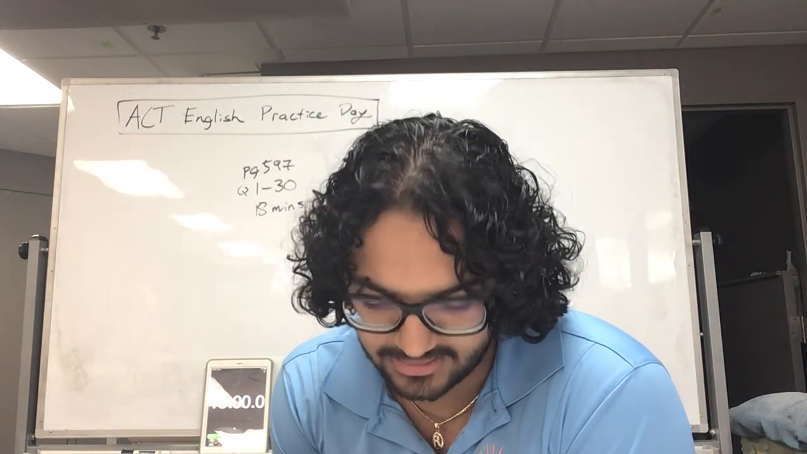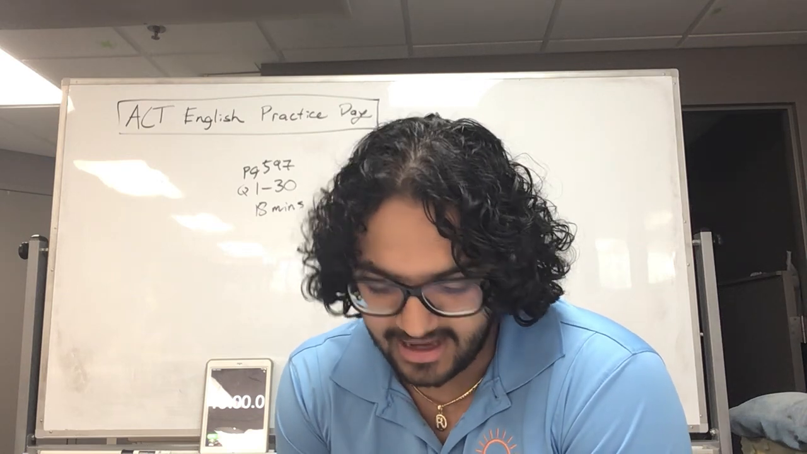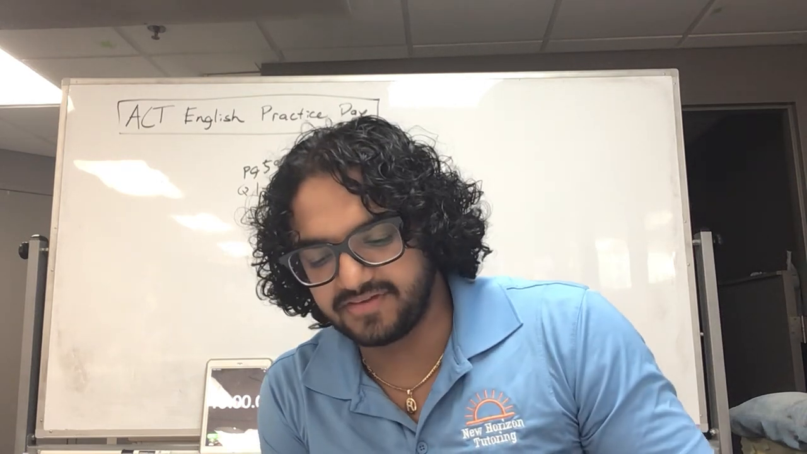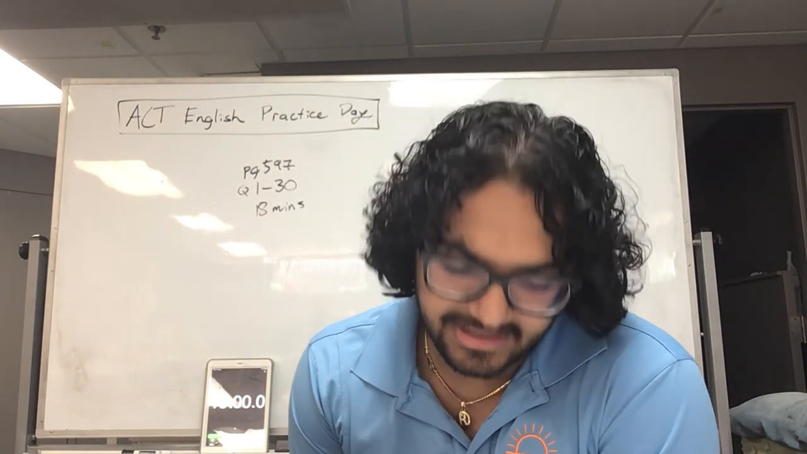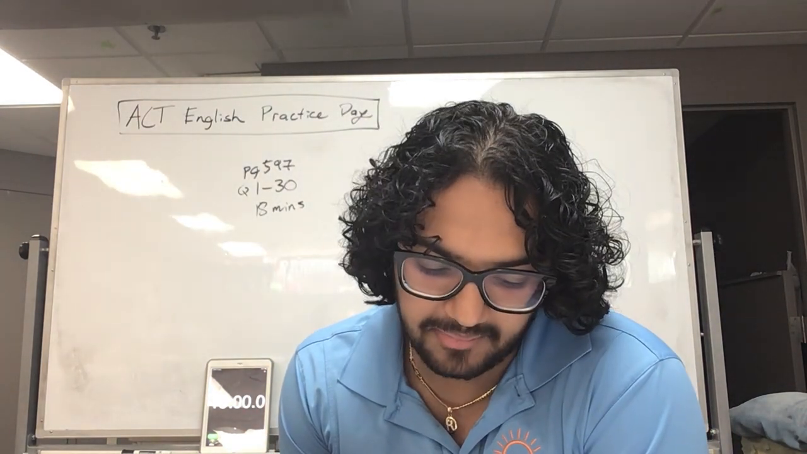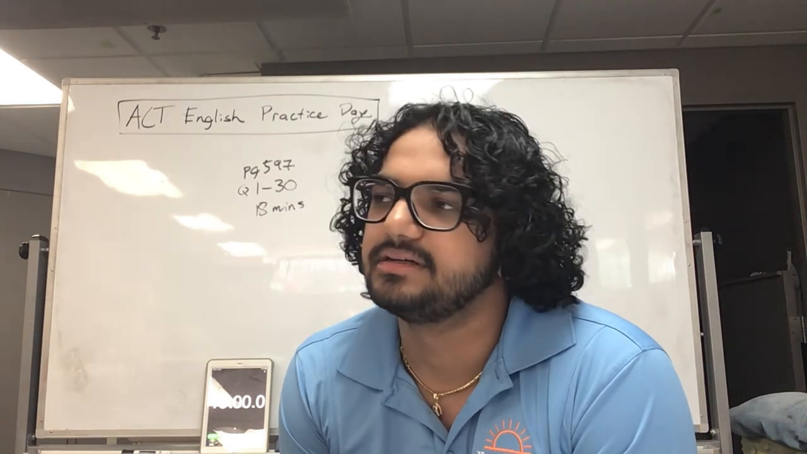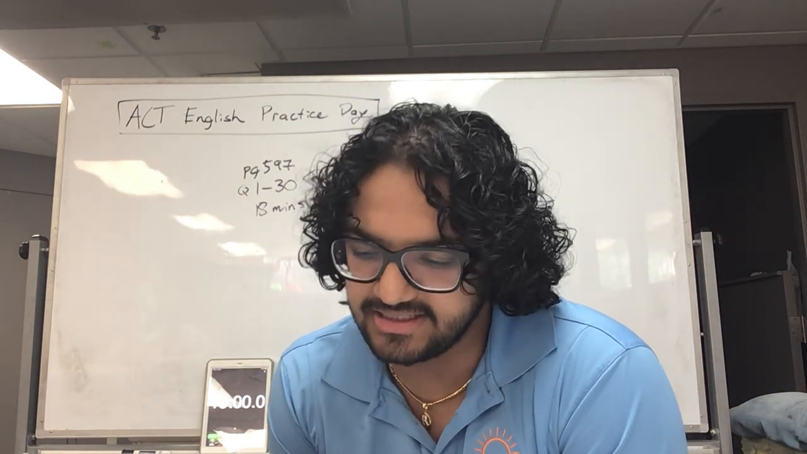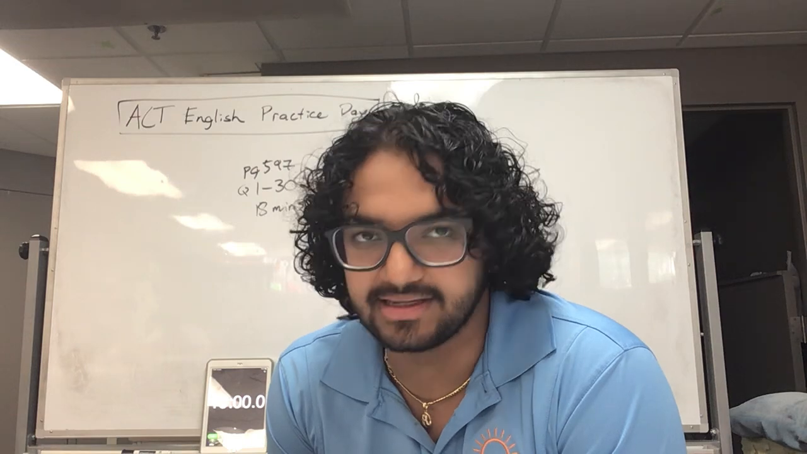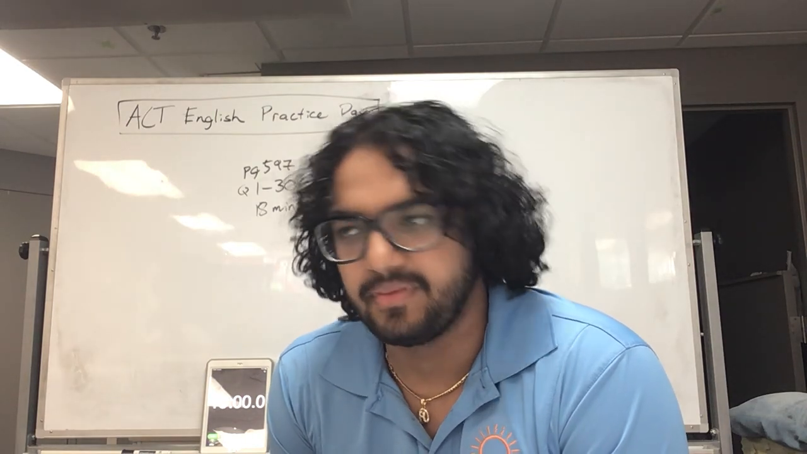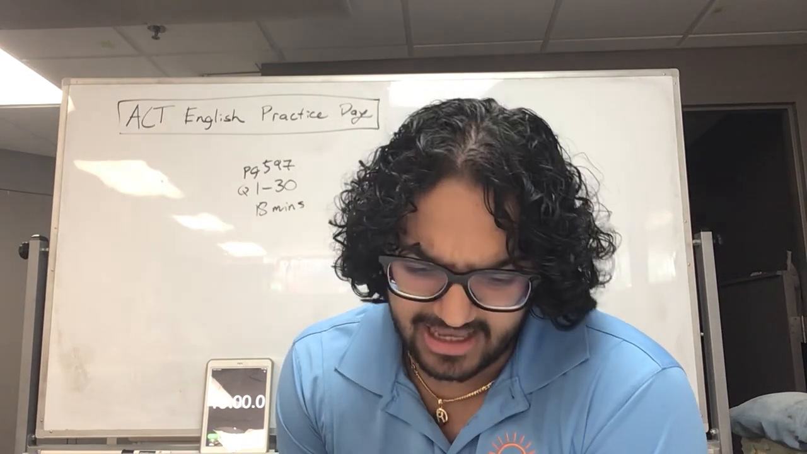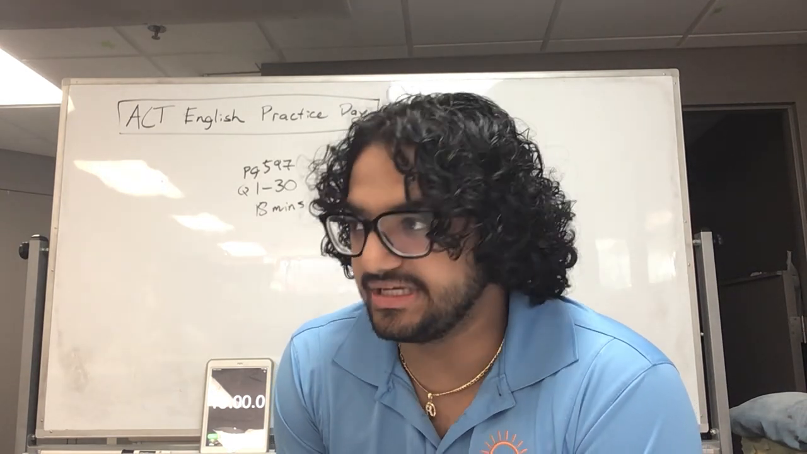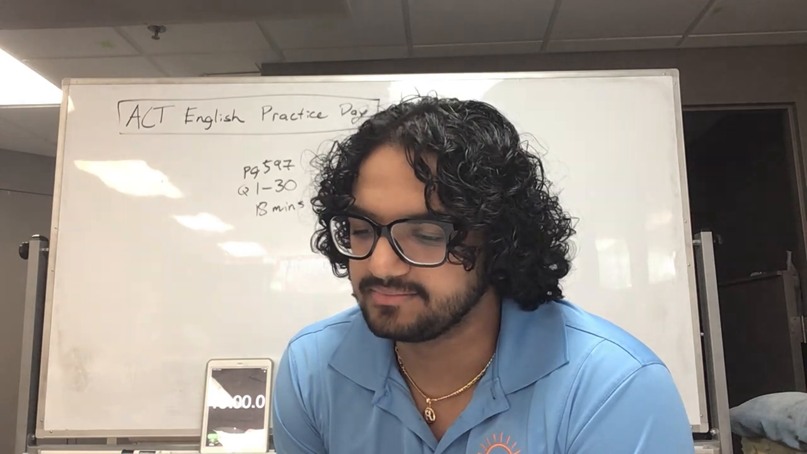Starting at 1, C, F, D, F, D. That's the first 5. Starting at 6, H, A, J, B, F. Starting at 11, C, J, B, G, A. That's the first 15 there, so we'll start at 16. J, B, F, D, G gets you to 20.